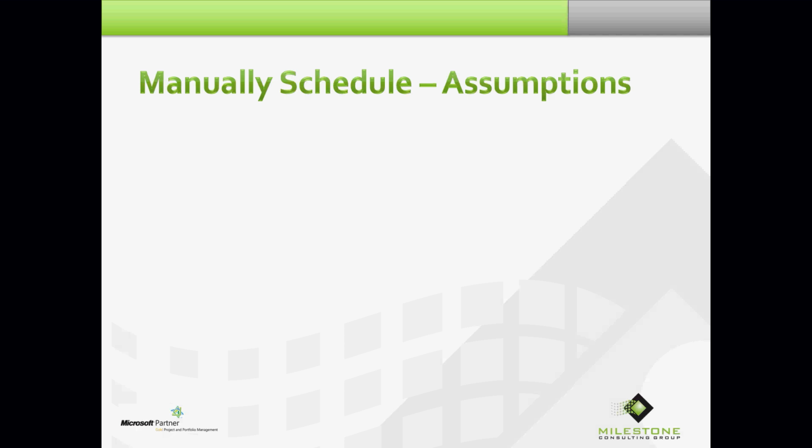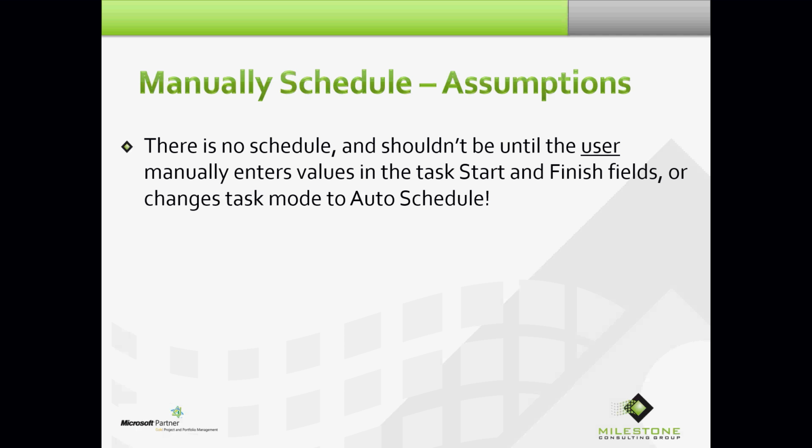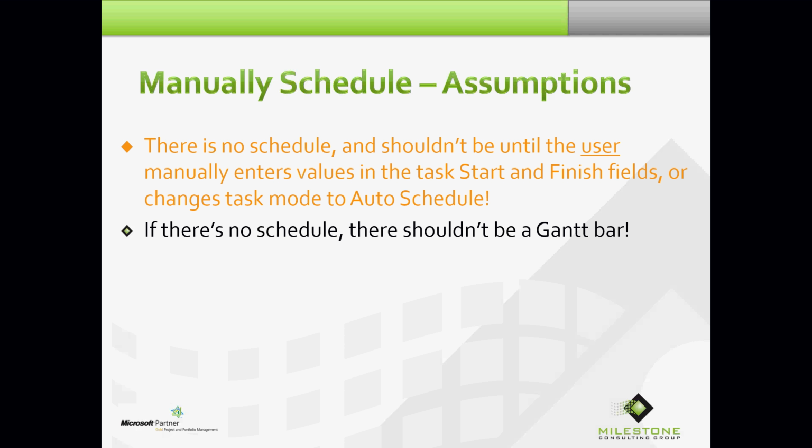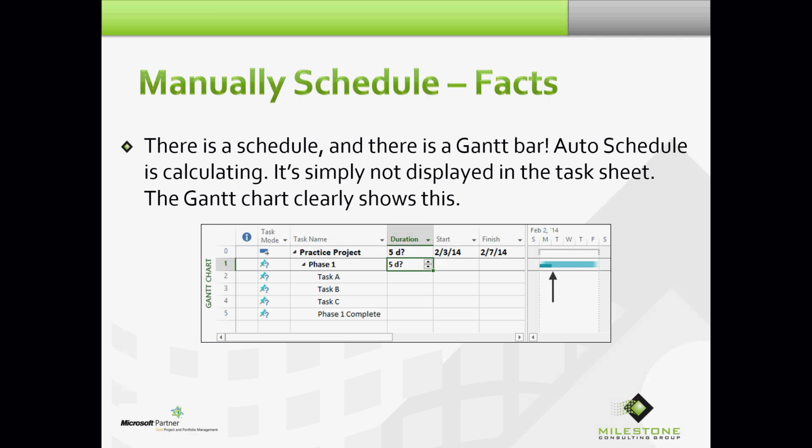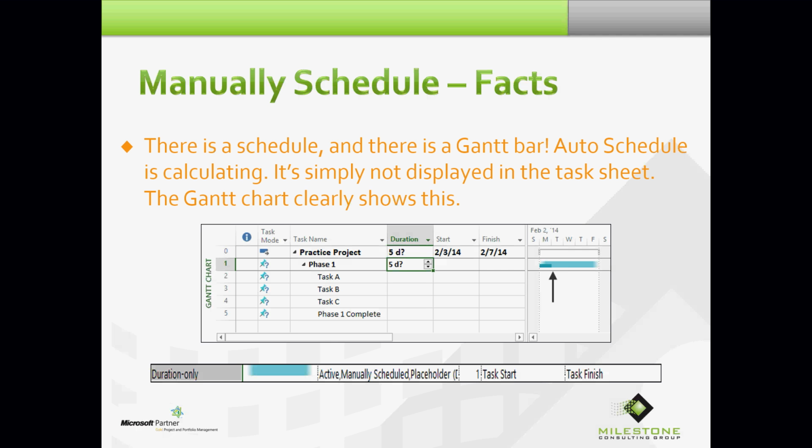Okay, so some assumptions about manually scheduled mode again. There is no schedule and shouldn't be until the user manually enters values in the task start and finish fields or changes task mode to auto schedule. If there's no schedule, there shouldn't be a Gantt bar. Okay. Manually scheduled facts. There is a schedule and there is a Gantt bar. Auto schedule is calculating. It's simply not displayed in the task sheet. The Gantt chart clearly shows this.